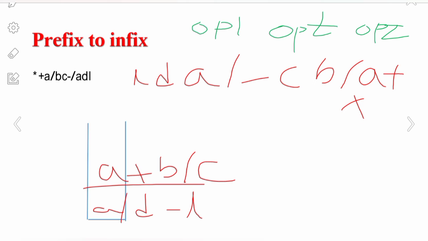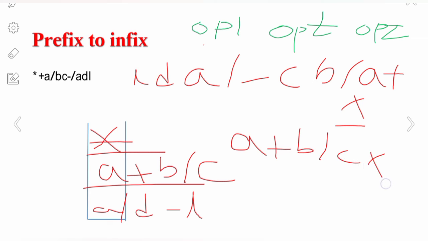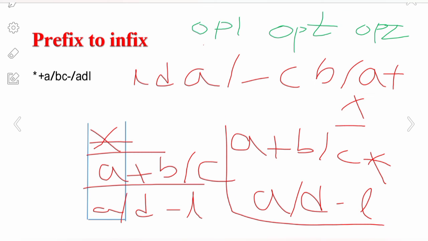Okay, so next one, the last one is the multiplication operator. So we will push it back into the stack. So now again apply the same formula. So the expression is A plus B by C into A by D minus L. So this is the final output. So this expression will be popped out of the stack. So this is the prefix to infix conversion.